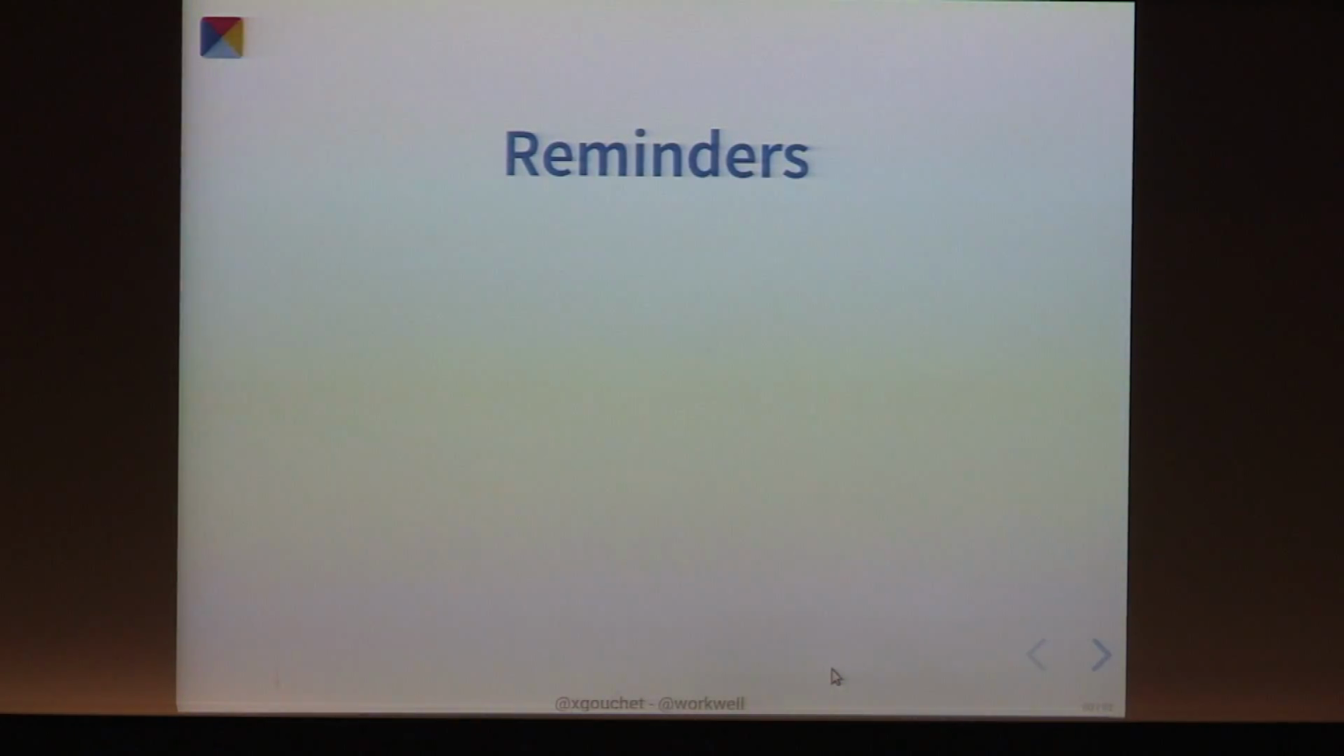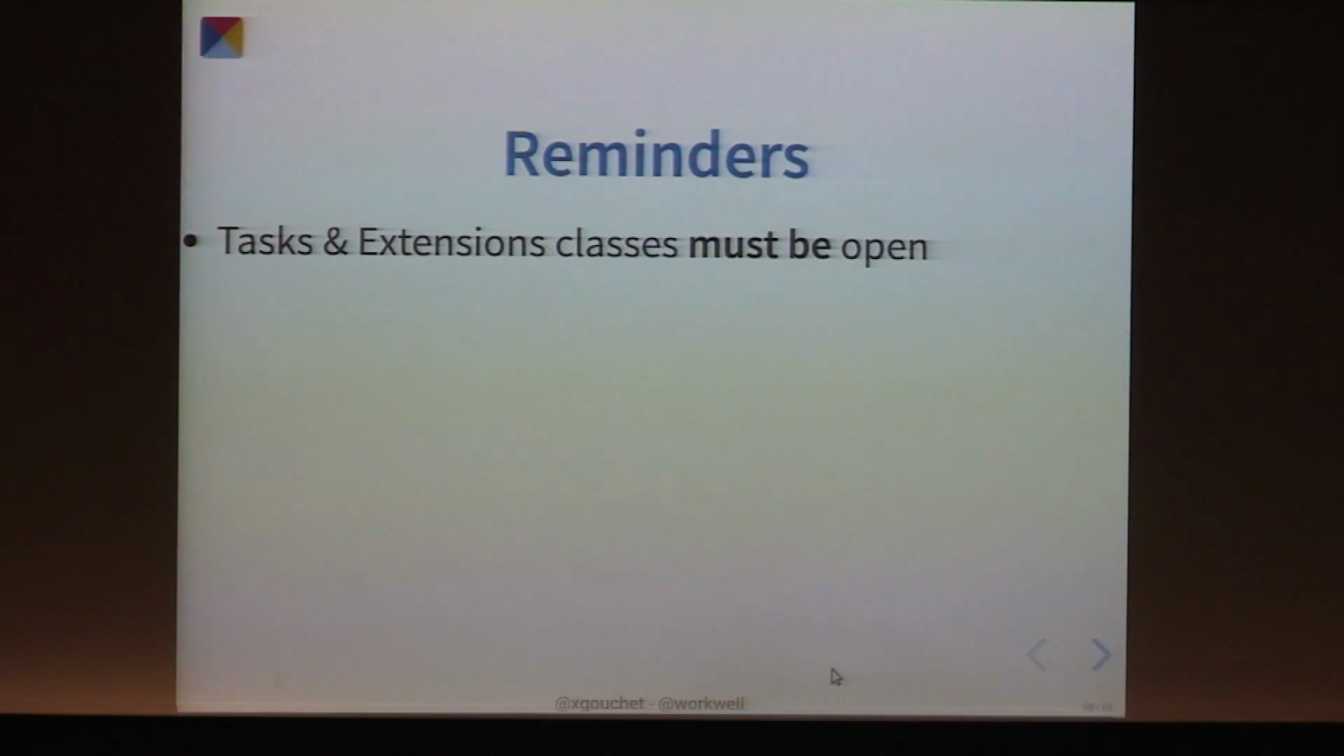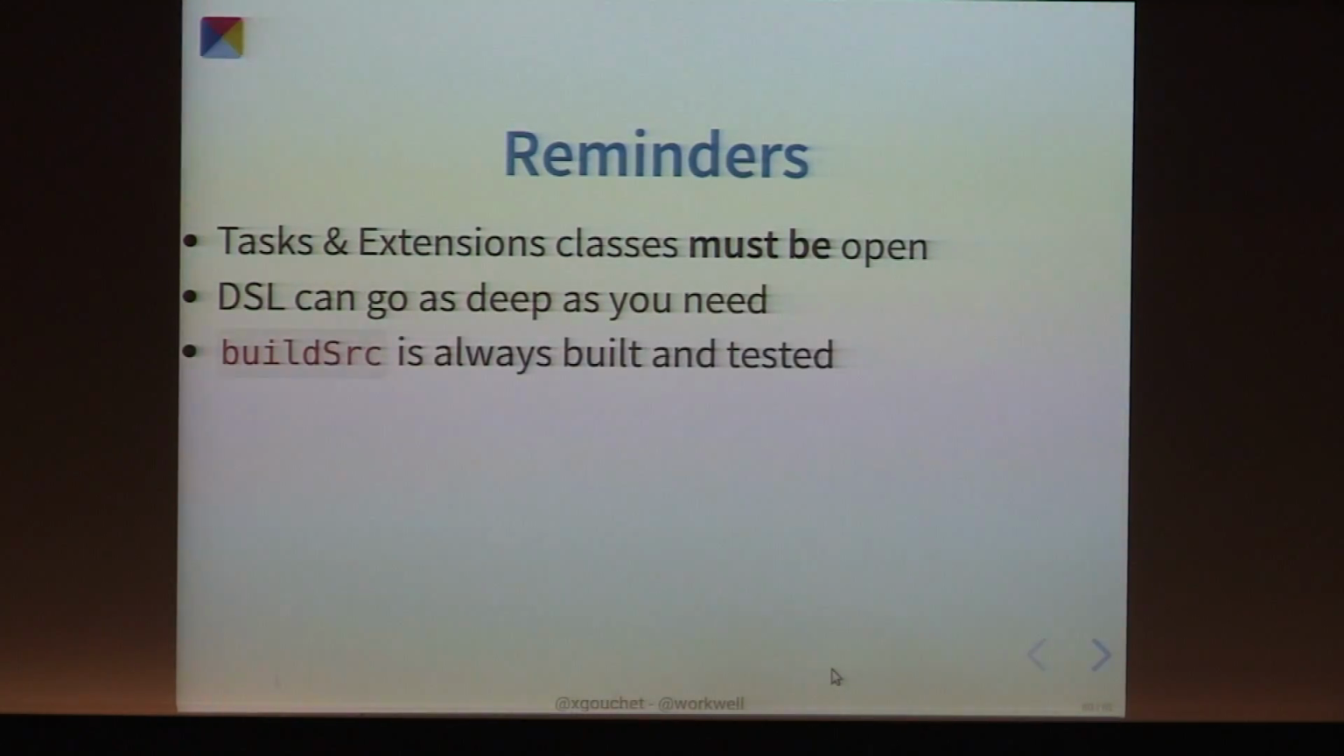A couple of reminders if you want to use these techniques: tasks and extension classes must be open because Gradle is going to actually create subclasses for them. The DSL can go as deep as you need. So we only saw one layer. We only had the variants, but inside the variants we could have even more configuration. The build source is always built and tested. Of course, it's incremental, so if nothing changed inside your build source folder and everything's up to date, it is not going to run it again. But if you change one line, it's going to build it and test it again.